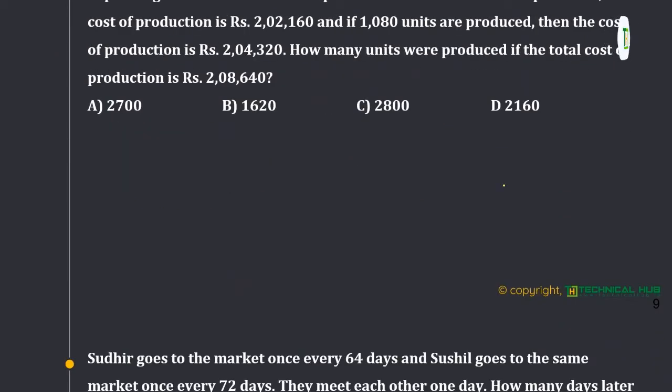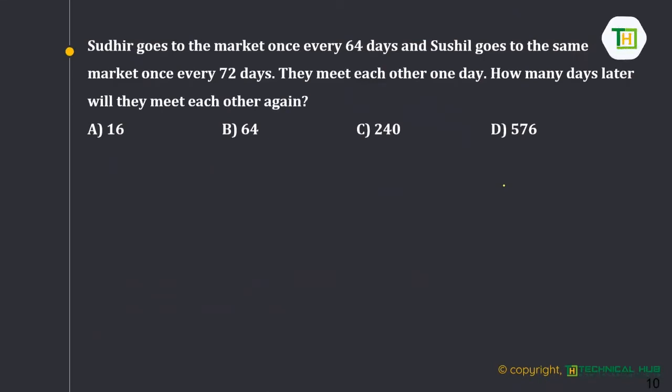Yes. Next question. Sudhir goes to the market once every 64 days and Sushil goes to the same market once every 72 days. So they meet each other one day. Okay. So how many days later will they meet each other again?